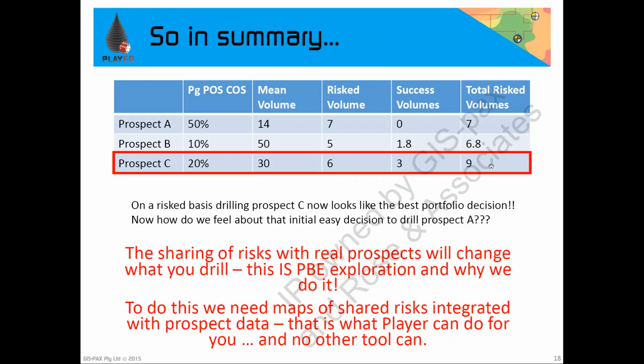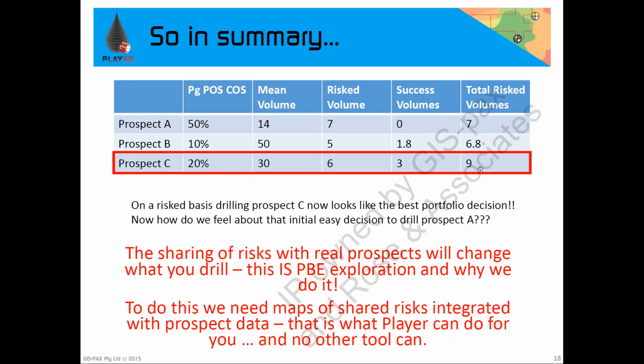So very simple. What we've done there is effectively share risks between real prospects. And when we do this, it will change what you drill. And that's why we do play-based exploration, and that's why we use numbers. So we need to make maps of those shared risks, and we need real prospect data. And so that's why we do play-based exploration.